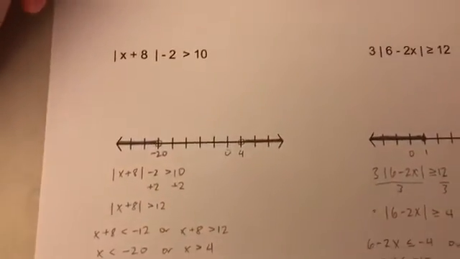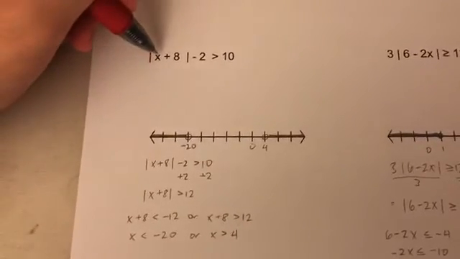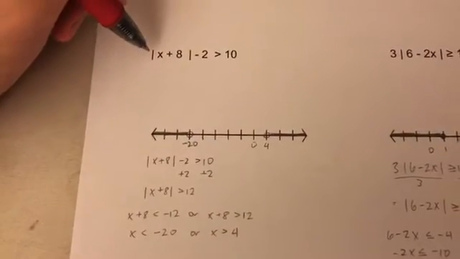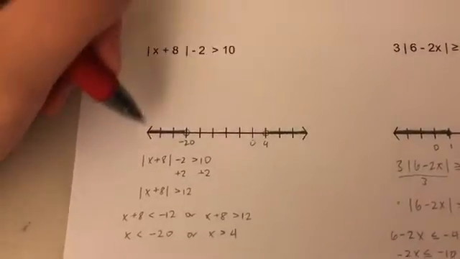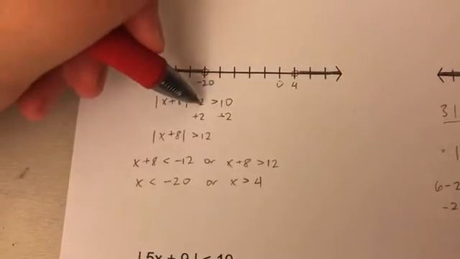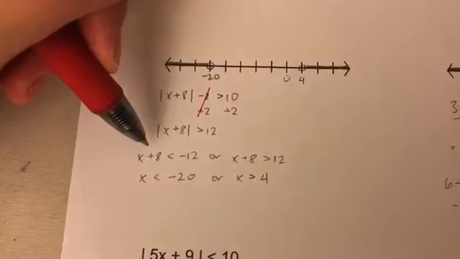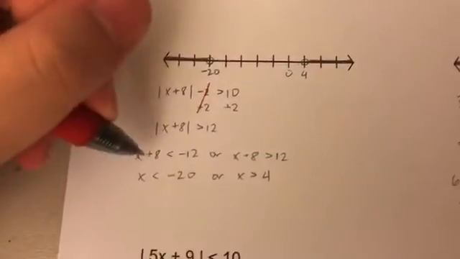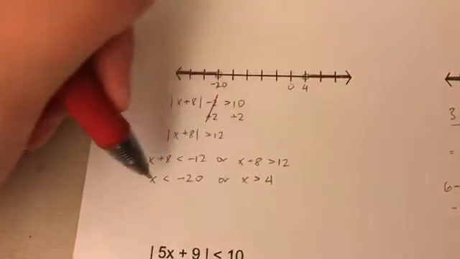Okay, we also have some more of these on the other page. And this is x plus 8, which is in absolute value, minus 2, which is greater than 10. So we also need to simplify this. So we have to plus 2, so this cancels out, and that equals 12. And then x plus 8 is less than negative 12, or x plus 8 is greater than 12.